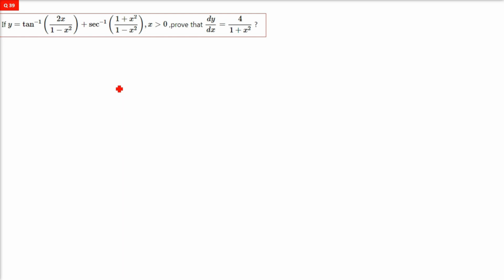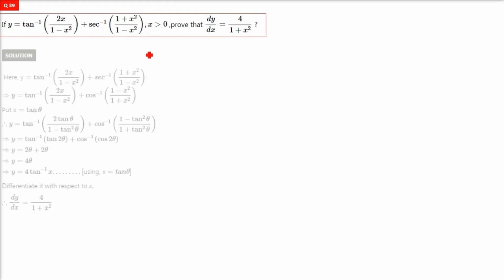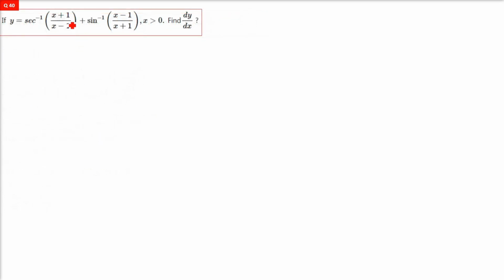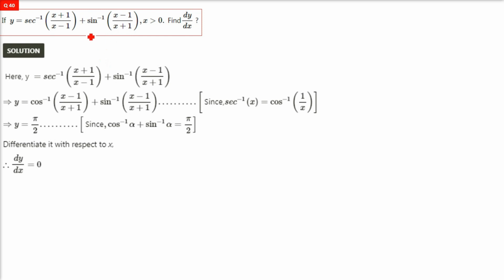If you remember, this kind of question we have already done. I am just skipping it because you know how to do this. For your reference, I am giving you the solution so that you can do it one more time. This sec inverse has to be made as cos inverse, and sin inverse theta plus cos inverse theta is simply pi by 2. Just for your reference again, I am giving you the solution here. So we have to find out dy by dx, and that will be 0 in this case.